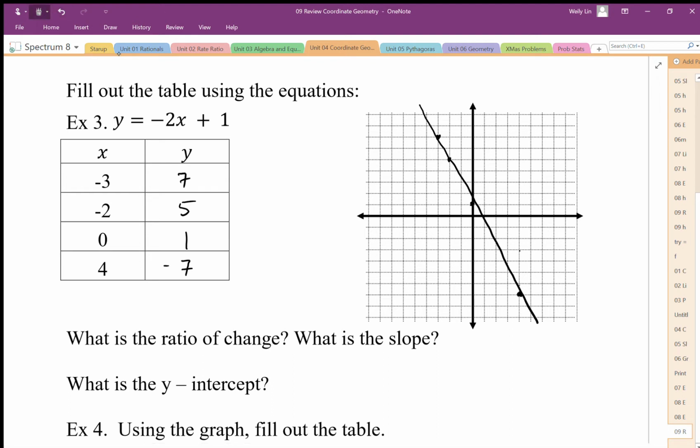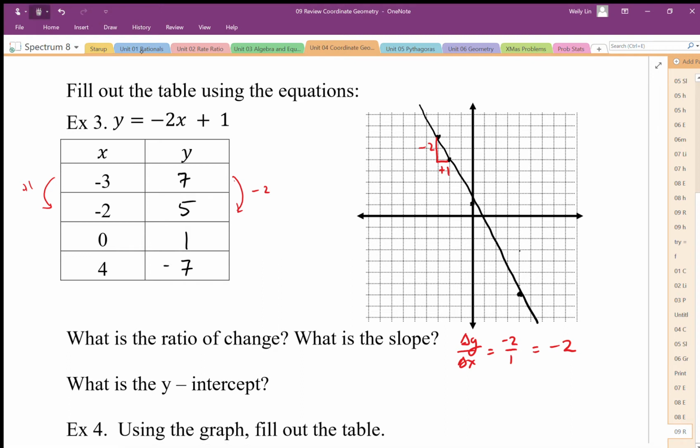Okay, so when I talk about the ratio of change, I can see the ratio of change in the table like this. So I have a ratio of change of -2 to +1. I can see that -2 and +1 in the slope triangle. So the slope here is the change in y over the change in x. As a one number slope, it's equal to -2.